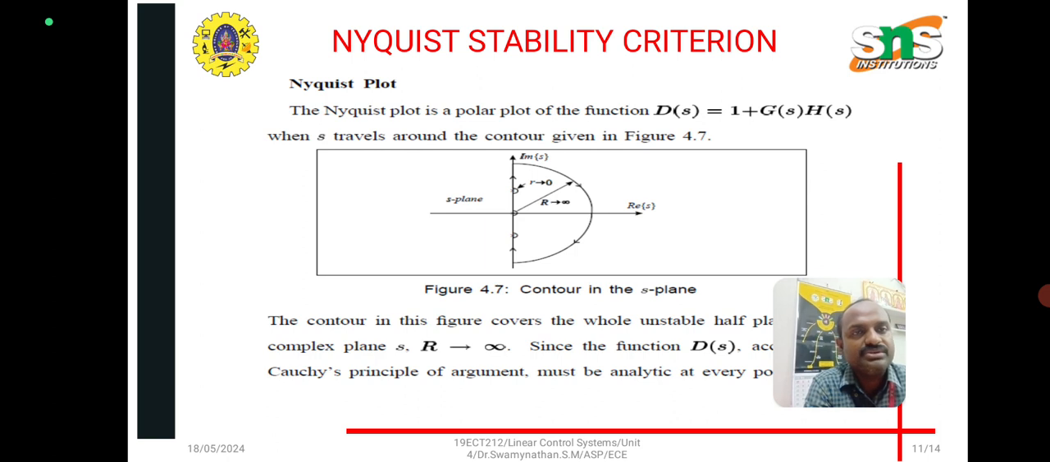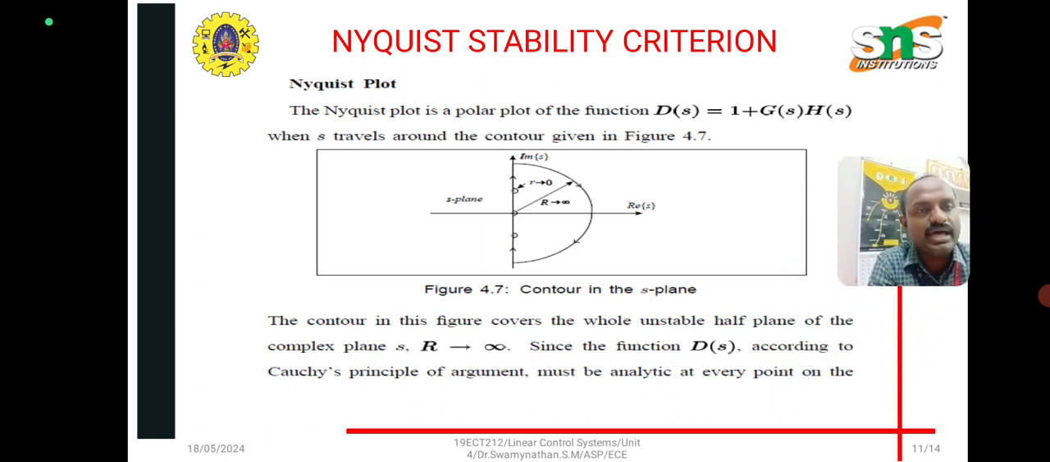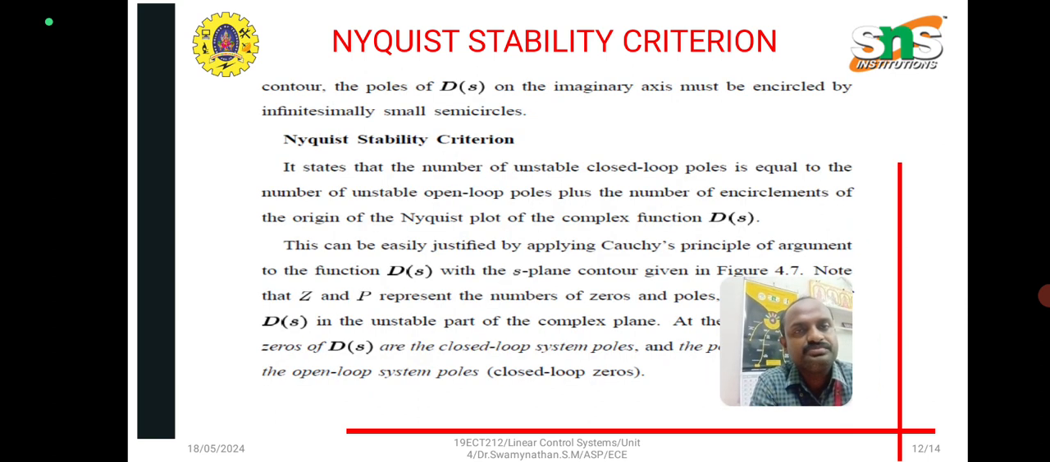In the Nyquist plot, you can see the poles of the polar plot of the transfer function D of s, which is equal to 1 plus G of s times H of s, on the contour in the s plane. The contour covers the whole unstable half of the complex plane, as R tends to infinity, since D of s is the function. So according to Cauchy's principle of argument, it must be analytic at every point on the contour. So the poles of D of s on the imaginary axis are encircled by infinitesimally small circles. So the Nyquist criterion condition satisfies these conditions.